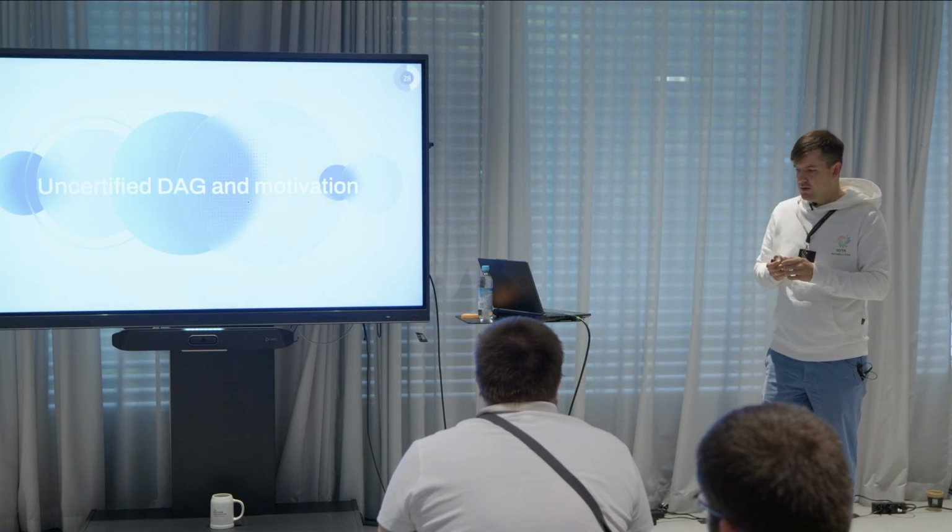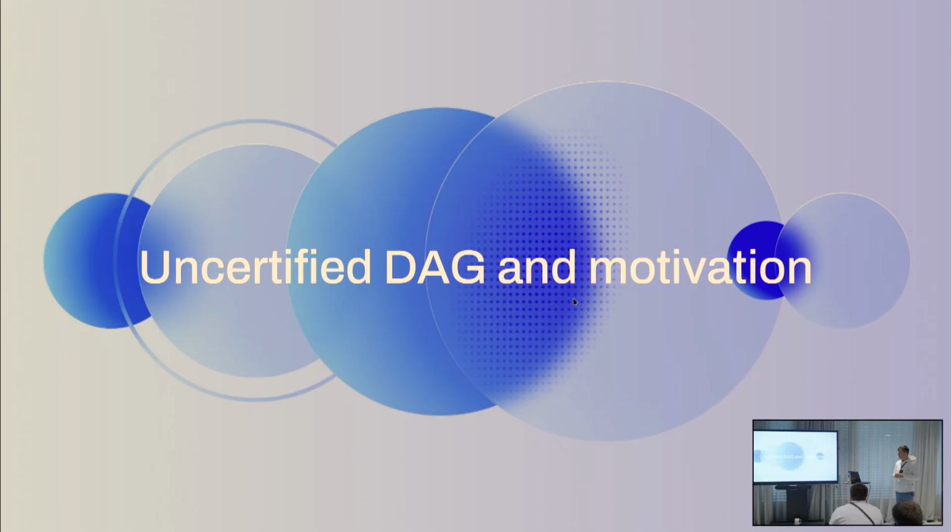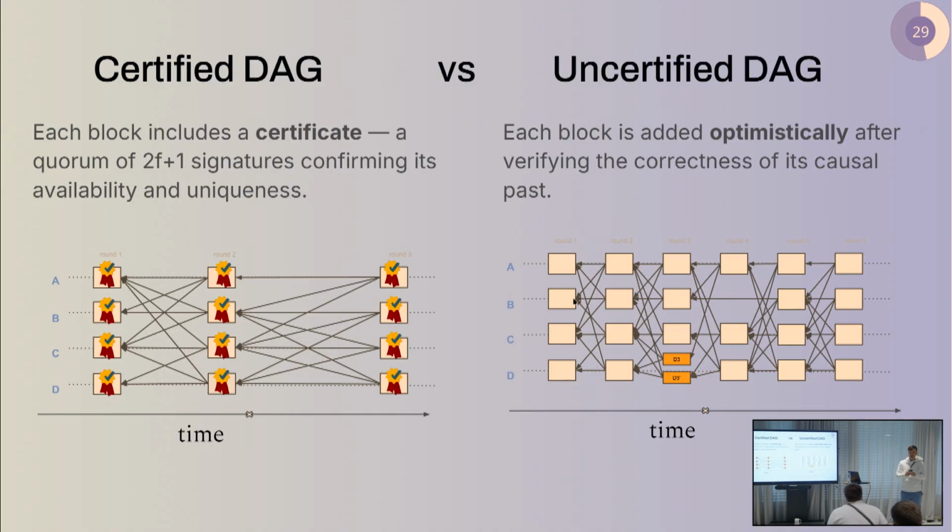So let me now point out some differences between two directions for the DAG. Typically there are so-called certified DAGs, one of the examples could be Aleph, Bullshark, and uncertified DAGs. The difference is in how we ensure that the block can be added to our local DAG.